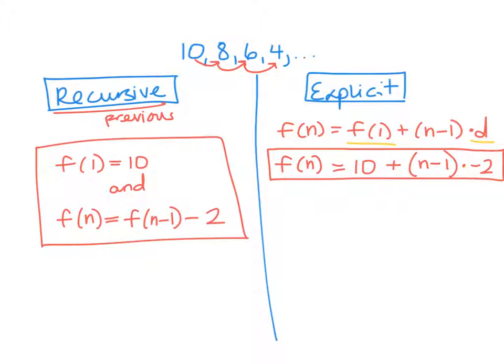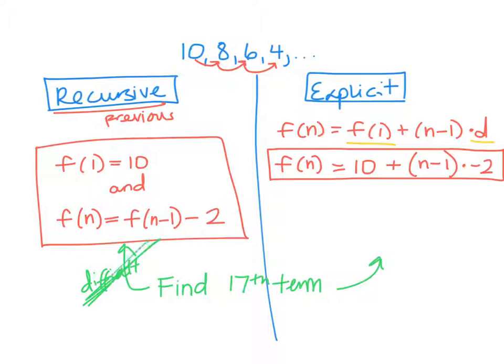Last part of our example: let's say they ask us to find the 17th term. The recursive formula is easy to write, but it would be very difficult to use because you'd have to count all the way up. So we don't want to do it that way. We want to use this side over here. We want to use the explicit formula.